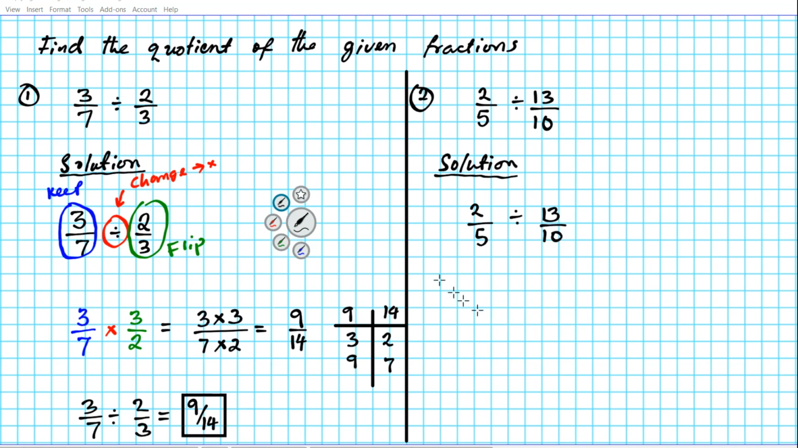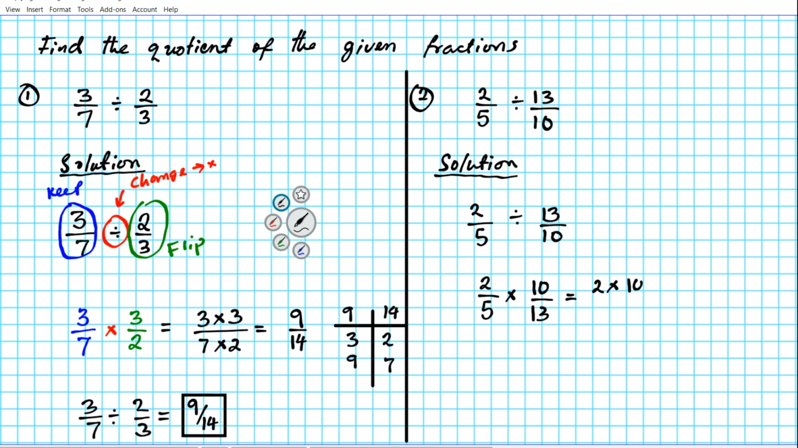So what we're going to do is follow exactly the same set of procedures that we did for number 1. We're going to keep, change, flip, okay? So we keep the first one, 2 over 5. We're going to change the operation to multiplication, and we're going to flip the second fraction to 10 over 13. So you keep, change, flip. Then you multiply, all right?